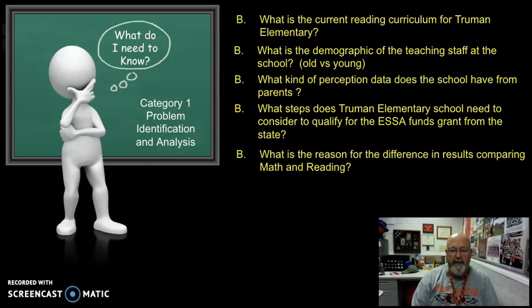What kind of perception data has the school collected from the parents? Have they done anything? Are parents just showing up and starting to complain because the kids can't read? What steps does Truman Elementary School need to take to qualify for the ESA funds grant from the state? And what is the reason for the different results when you compare math and reading? Do we have an outstanding math department? And do our reading teachers struggle? Or what's the problem? What's causing that?